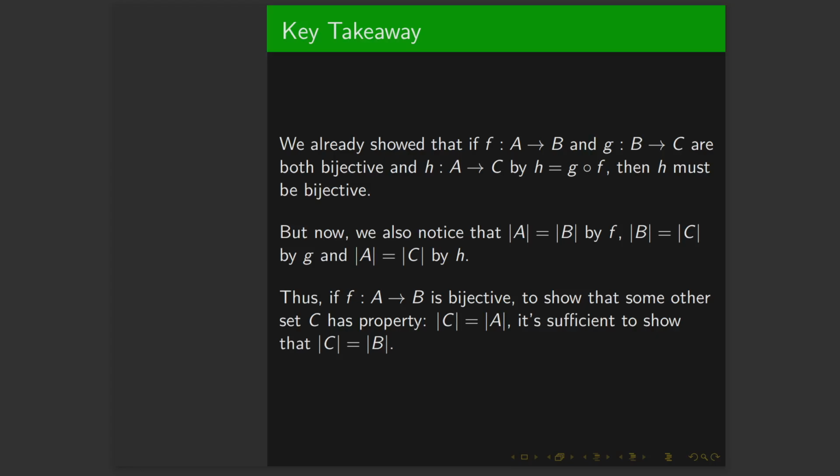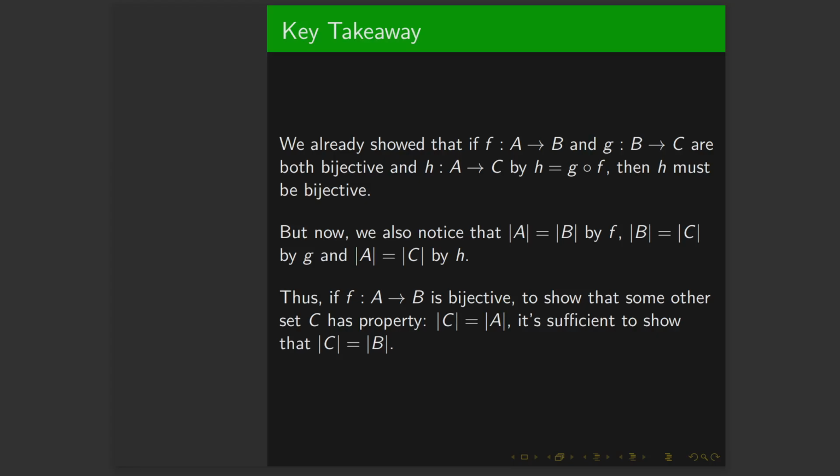So if f goes from A to B and g goes from B to C, and both of them are bijective, we've already shown that the composition of them, g compose f, must also be bijective. The cardinality of A is equal to the cardinality of B when we use f as our function. Likewise, the cardinality of B is equal to the cardinality of C when we use g as our bijection. But then we can show that the cardinality of A is equal to the cardinality of C by using h as our function, which is also bijective.